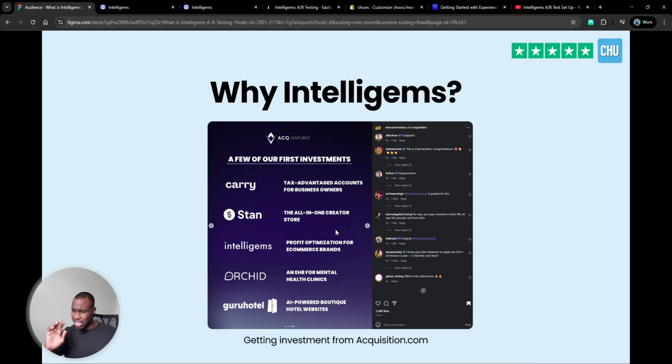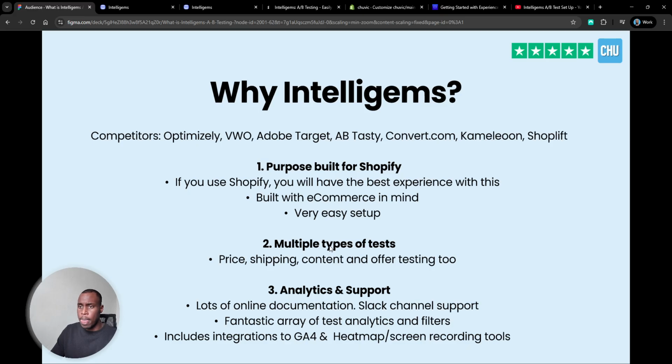So last reason I'll put in there is they've recently got investment from acquisition.com, which is pretty cool. So Alex Hormozi's kind of thing. But yeah, other people are seeing potential in this, and this is a growing brand and business. And I think A/B testing is getting more and more popular as traffic becomes more and more expensive. So you want to optimize things over time.